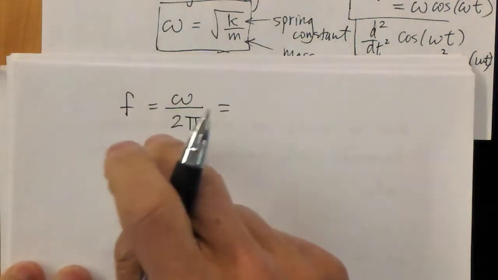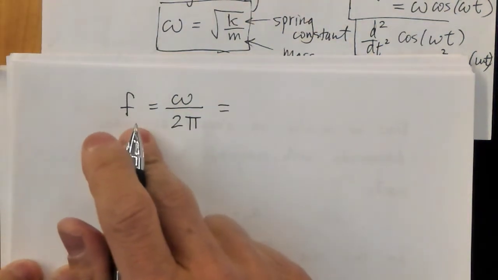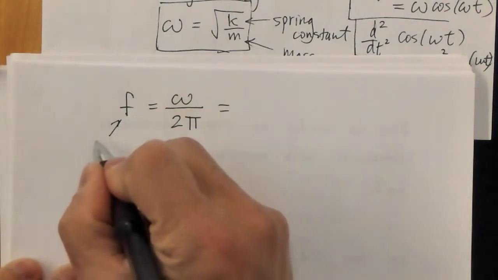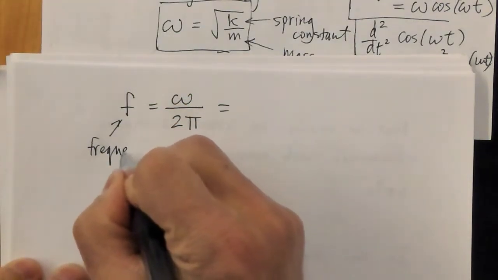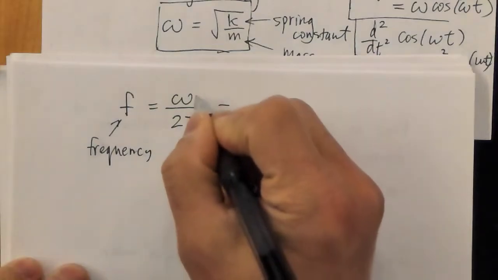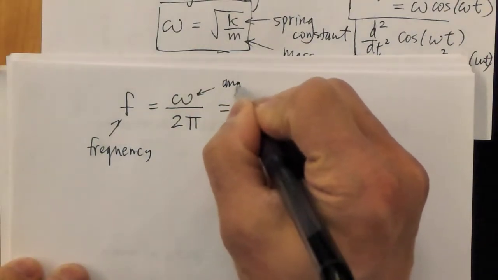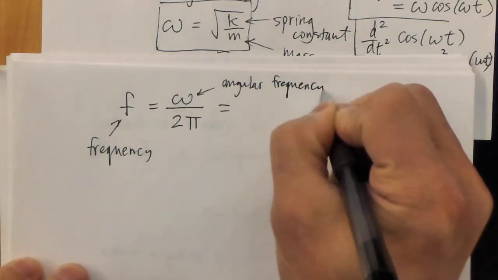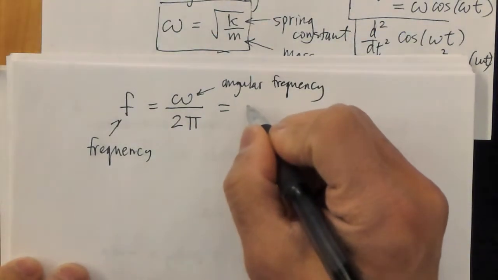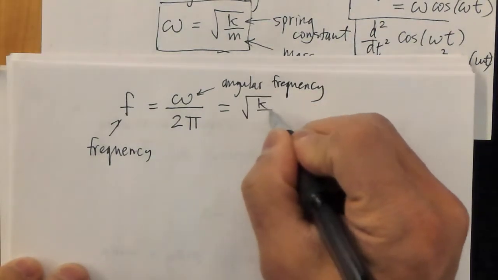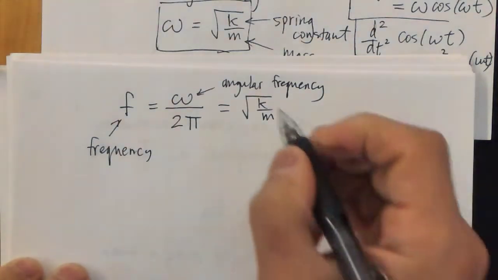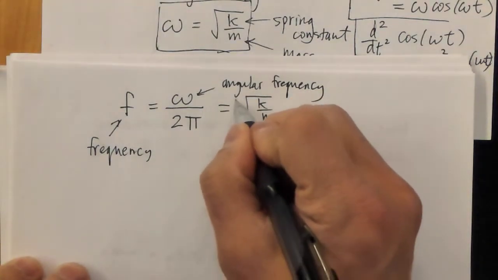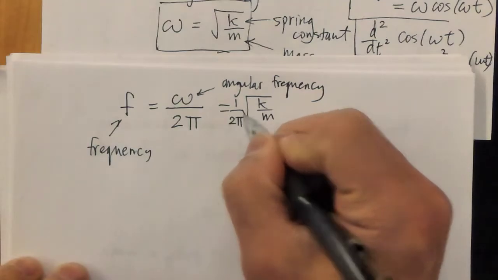So then the formula for the frequency, this is the regular, the plain frequency, while omega is the angular frequency. Then the formula will be square root of k over m, and then there's a 1 over 2 pi. I don't know where to put it. Let's put it right in front. 1 over 2 pi.